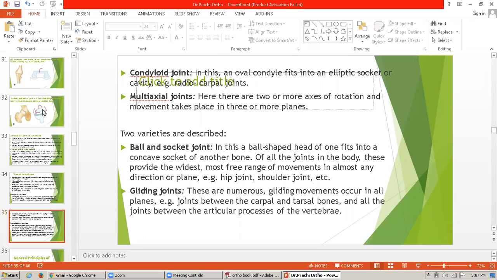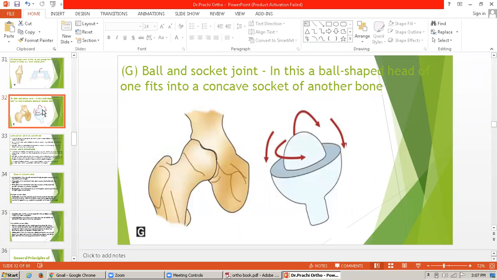So, when we study the ball and socket joint, in these the ball-shaped head of one fits into the concave socket of the other. That is, the head of the femur acts as a ball, and the pelvic bone acts as a socket, so it forms a ball and socket joint.